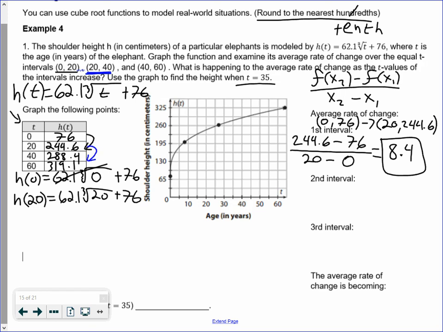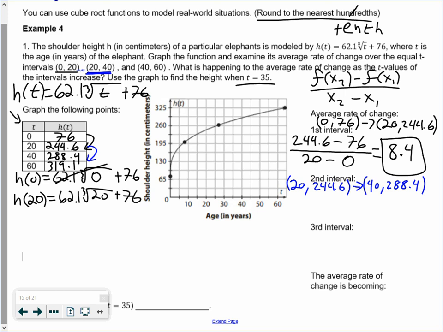So from the point (20, 244.6) to the point (40, 288.4). We want to find the average rate of change from the first point of (20, 244.6) to the second point (40, 288.4). So again, we use our average rate of change formula.